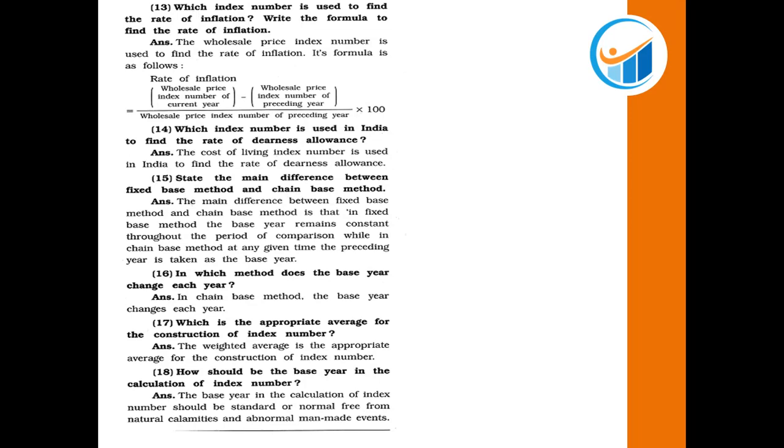Now we move further to question number 14. Which index number is used in India to find the rate of dearness allowance? These are the most important questions. These questions are sometimes asked in MCQs also.